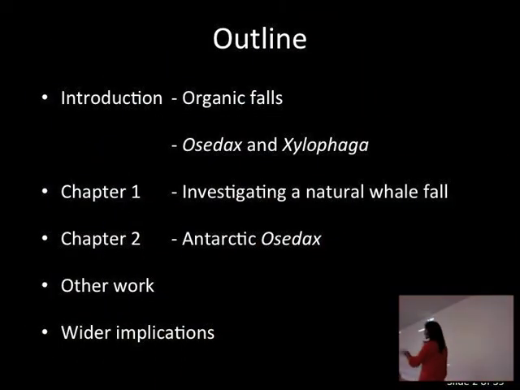So just to tell you what we're going to do today, first a little introduction on organic falls, and then tell you about two of the main groups of fauna found at organic falls, Oceanography and Seafloor. Then we're going to go into my first chapter where I investigated a natural whale fall in the Southern Ocean, and then tell you about one of the main types of fauna found on this whale fall, the Antarctic Osedax. After that, I'll touch on a brief trip to the Bahamas and some other work from off South Africa, and then finish with why we should study organic falls in the first place.